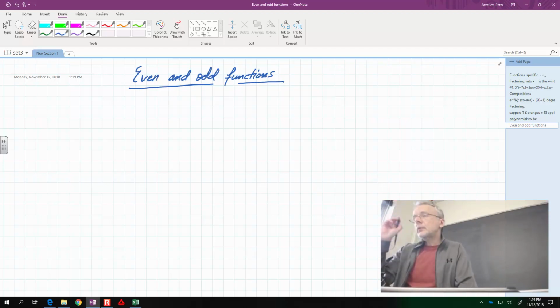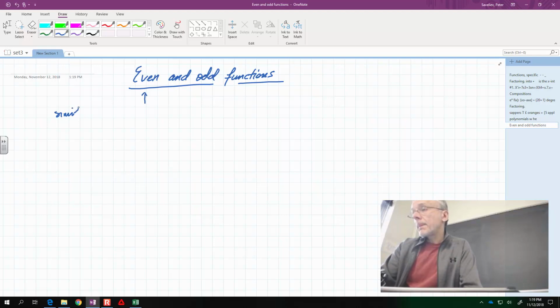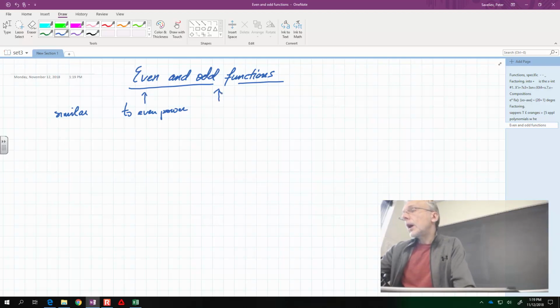So let's start with even and odd, and they're similar in some sense to even powers, and respectively to odd powers.